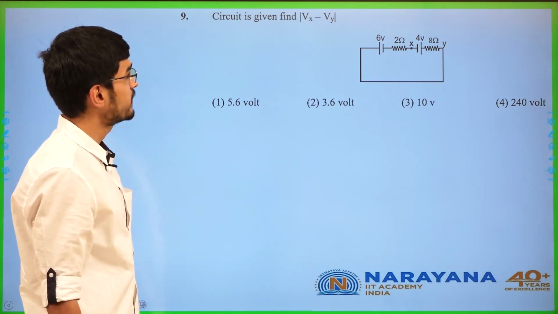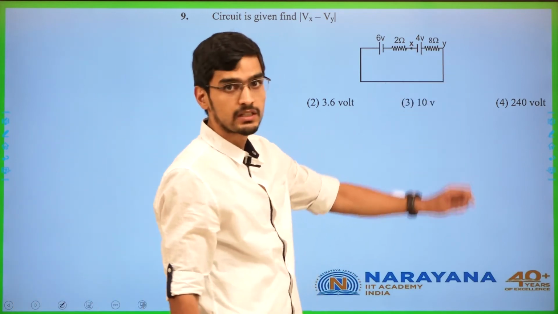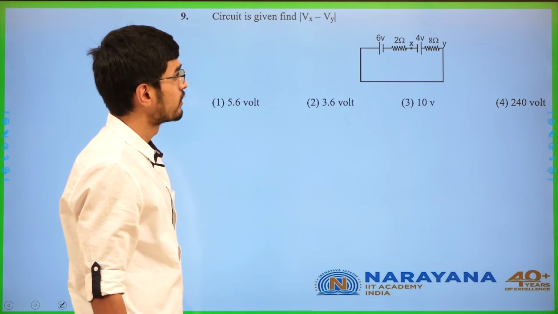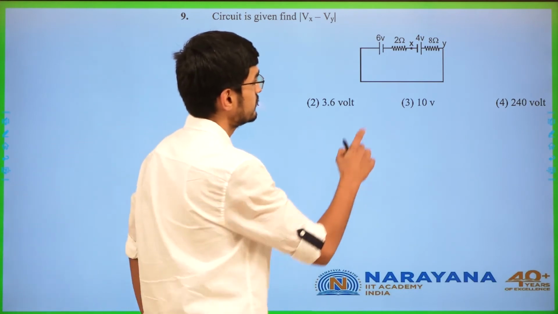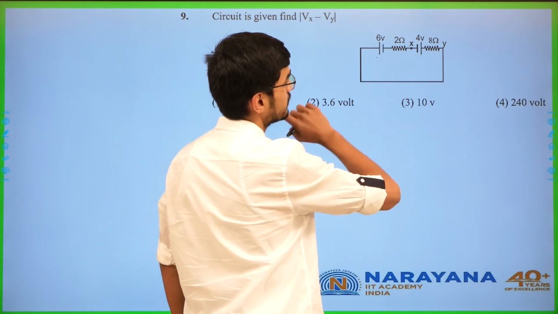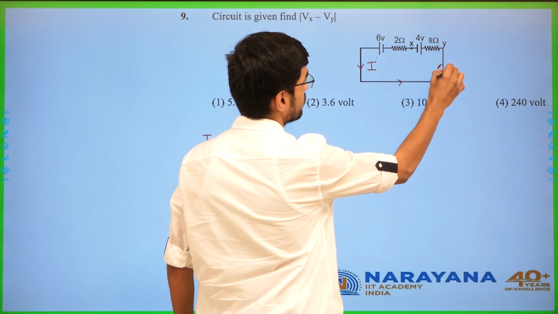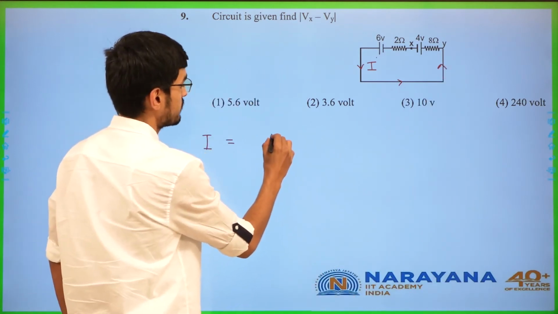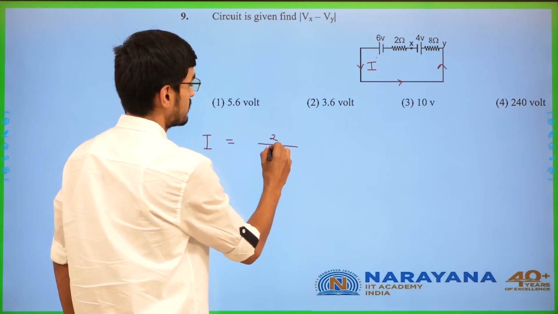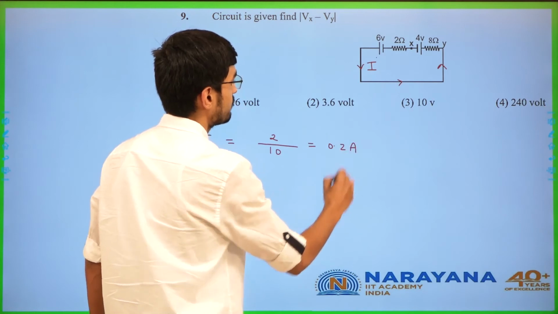A circuit is given. Find the modulus of Vx minus Vy, where x and y are the points mentioned in the diagram. So first of all, we will find the current in the circuit. Let us see that the 6 volt battery is stronger than the 4 volt battery. So the direction of current will be this, right? And the magnitude of current we can find by total EMF, which will be 2 volt, upon total resistance, which is 10 ohms. So 0.2 ampere will be the value of current.